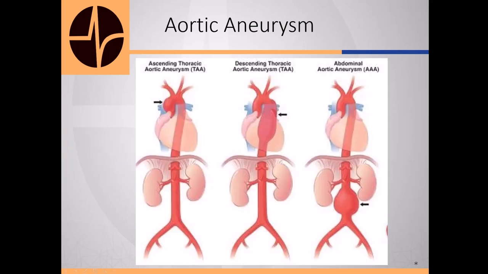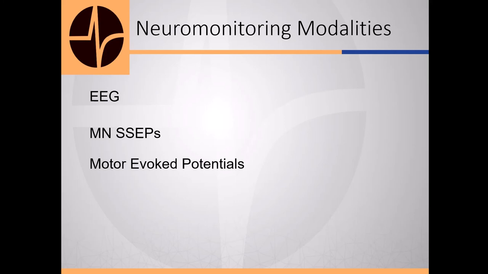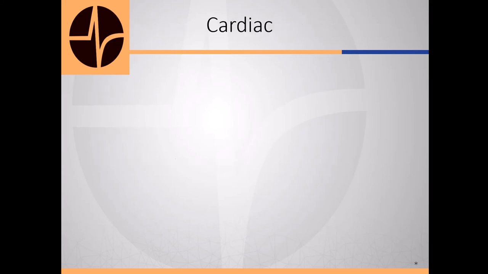So here's just where they are. So here is an ascending thoracic aortic aneurysm. Here's a descending, so it's going up. This one's going down, and here's an abdominal. And if you've ever seen one of these bleed, it's not good. So neuromonitoring, we're going to do EEG, SSEPs, and motor evoked potentials. Why motor evoked potentials? Well, you're going to cut off the blood supply and you're going to have an ischemic event.